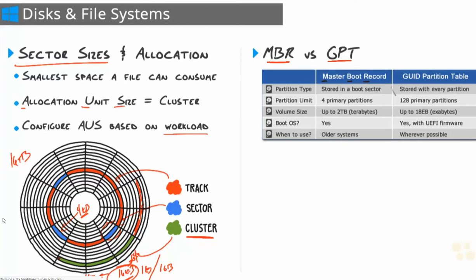But because of its age, you can start to see its many limitations. In fact, its partition table is only stored in one spot. And by the way, disks need a partition table so they can keep track of all the partitions that we end up creating on the disk.